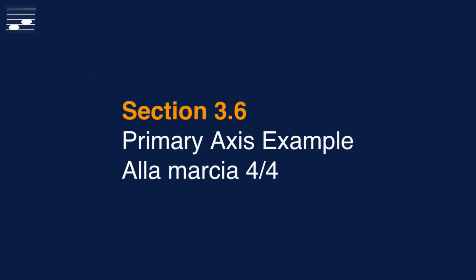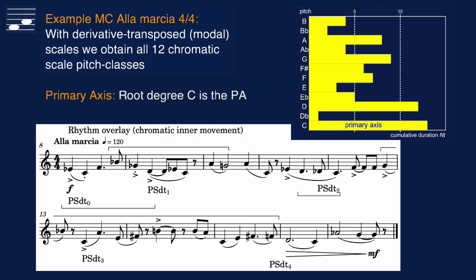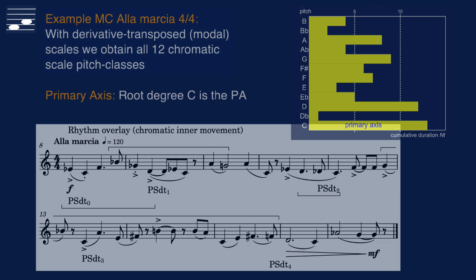Also created in part 2, this march theme is based on a set of derivative modal scales and uses all chromatic scale pitch classes. The design of this theme more or less hints at the key of C minor, a fact confirmed by the duration counts in the diagram that indicate the root degree as the primary axis.